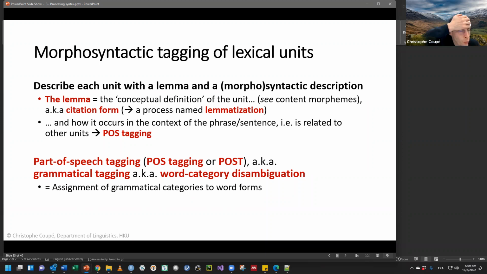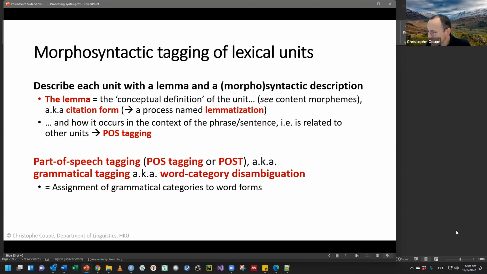So that's when you say the boy is crying, crying is the verb. That's the grammatical category. So you might do that, or you might say, okay, it is present tense, third person singular. So that is a little bit more than that.